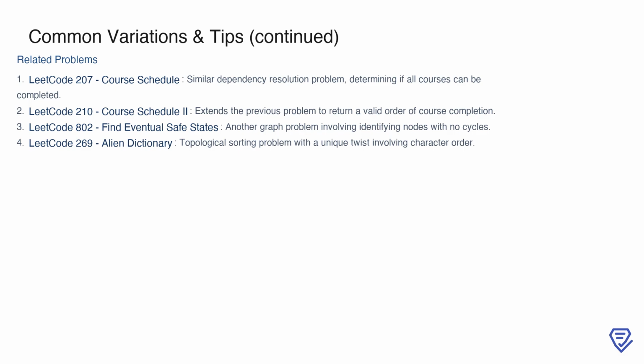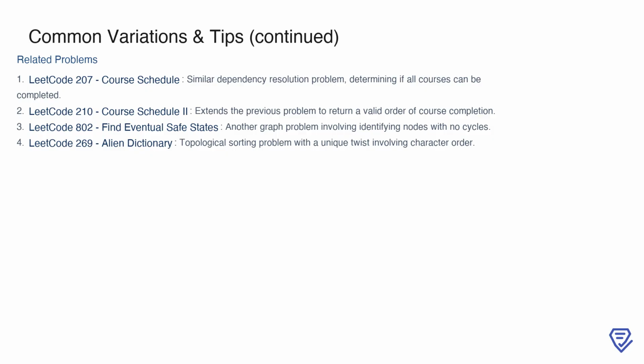This problem shares similarities with several other well-known graph problems. For instance, LeetCode 207, course schedule, also involves dependency resolution, where you determine if all courses can be completed. Building on that, LeetCode 210, course schedule 2, extends the challenge by requiring you to return a valid order of course completion. Another related problem is LeetCode 802, find eventual safe states, which focuses on identifying nodes in a graph that do not lead to cycles.